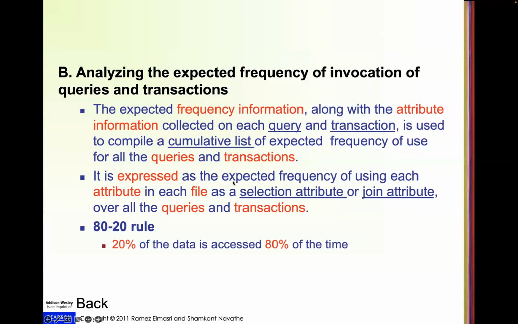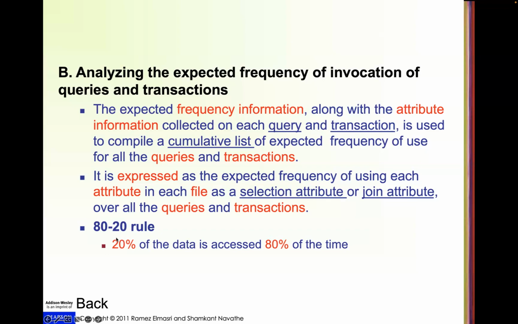Now why do we use it? It is expected to give the frequency of each attribute in each file as a selection attribute or a join attribute for all queries and transactions. For example, here we are trying to call the query related to attendance maybe 4 times on Sunday. The attribute for each query here could be the day of the week. That will be used as the way of selecting the file based on the selection attribute or the join attribute for all the queries and the transactions.